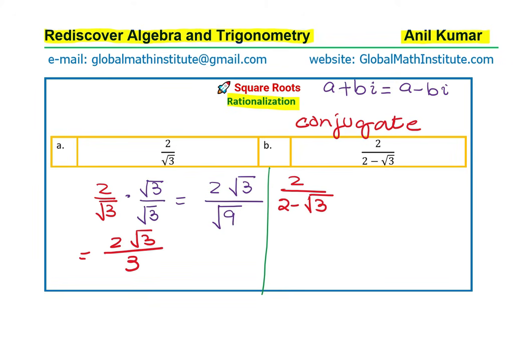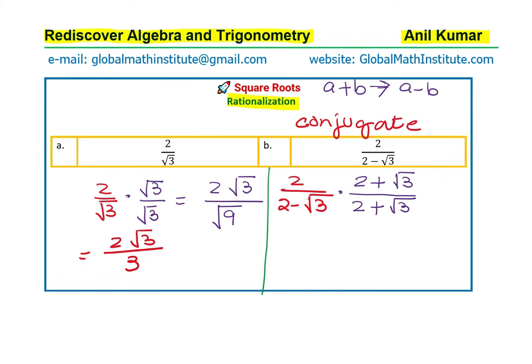The idea is a plus b times a minus b gives you a square minus b square. Let me remove i and write it as such. So a plus b, the conjugate is a minus b. In this particular case, 2 minus square root 3 is in the denominator. So what is its conjugate? 2 plus square root 3. And when we multiply and divide by the same thing, we are not really changing the number. It is exactly the same number.